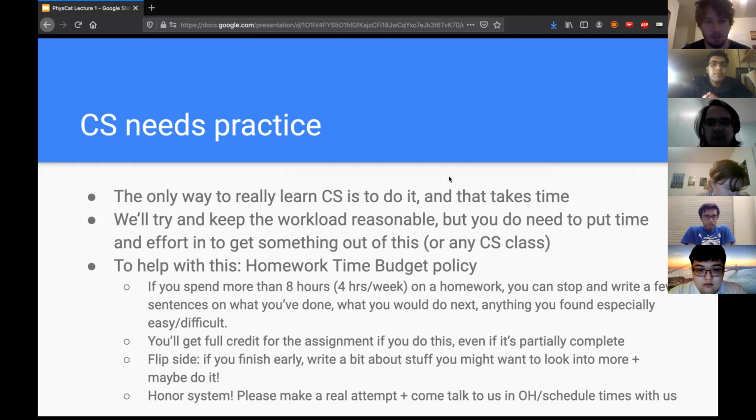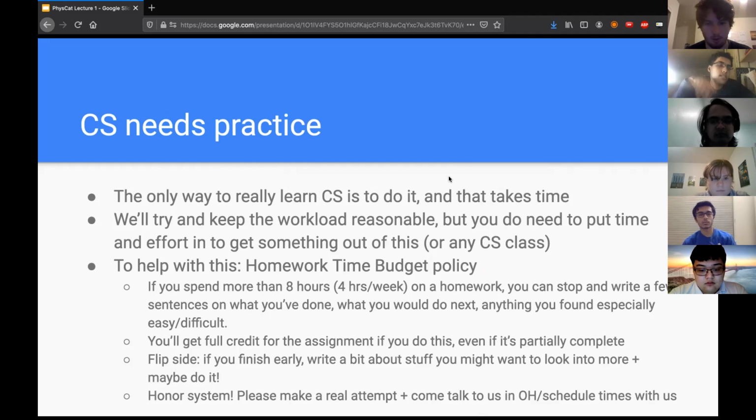Okay, next up, CS ultimately needs practice. We're going to try to make this low stress and as easy as possible, but ultimately the only way to learn these things is to do them. So we're going to try to be as accommodating as we can about this. So we'll be pretty relaxed about deadlines and that kind of thing. But the thing that I don't think other classes really do here is a homework time budget policy. So you should be taking this class for 2 units, and we'll talk about that in a minute as well, which means 6 hours a week.